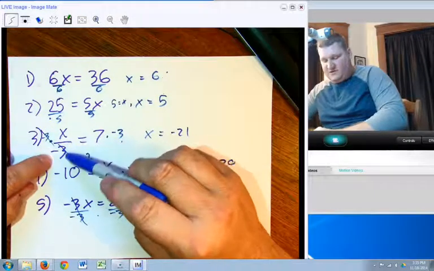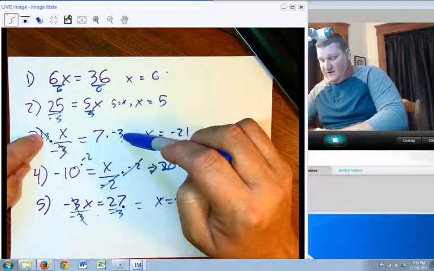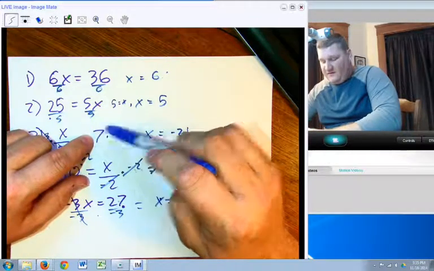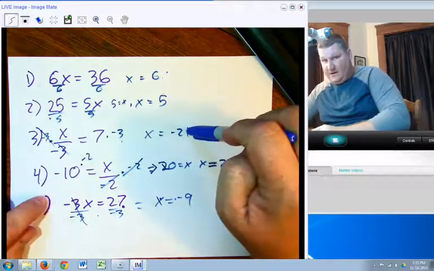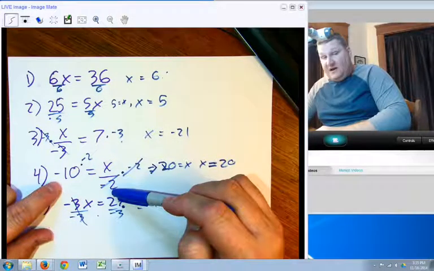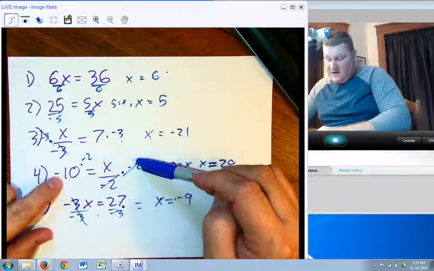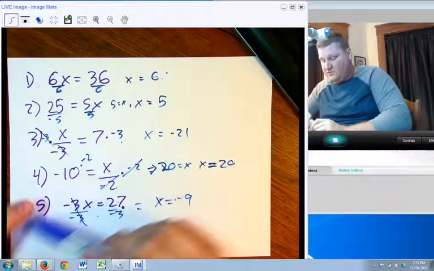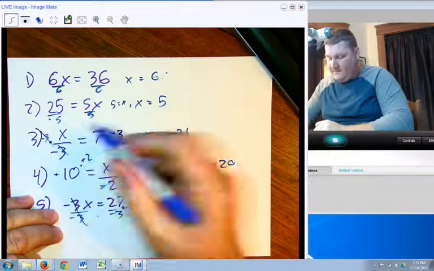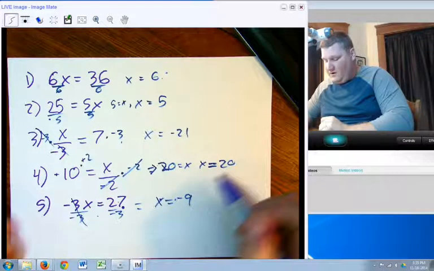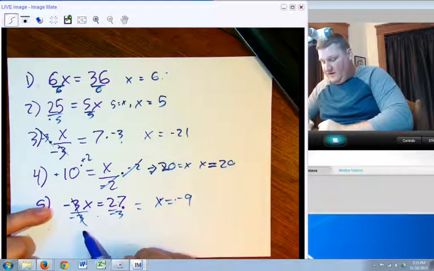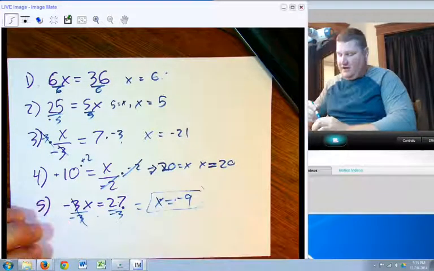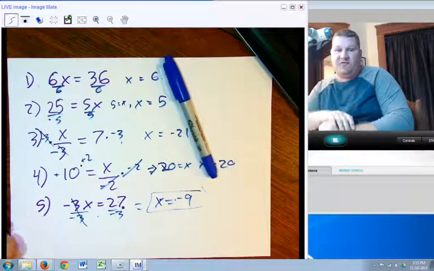In this case, you're dividing by negative 3, so I multiply both sides by negative 3. Positive 7 times negative 3 is negative 21. If I have divide by negative 2 and I multiply both sides by negative 2, then I have negative 10 times negative 2, and because it's multiplied, the two negatives go away, and I'm left with positive 20. Here I'm going to divide both sides by negative 3. A positive divided by a negative is a negative 9. Okay, so there you go. Do the next quiz.